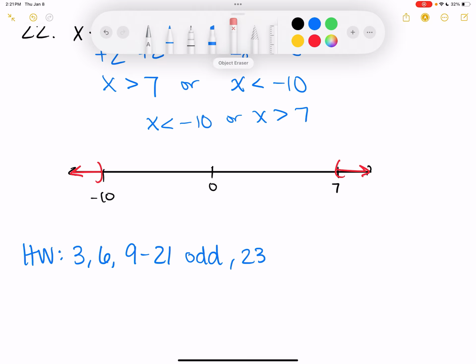All right. 36, 9 through 21, odd, and 23.